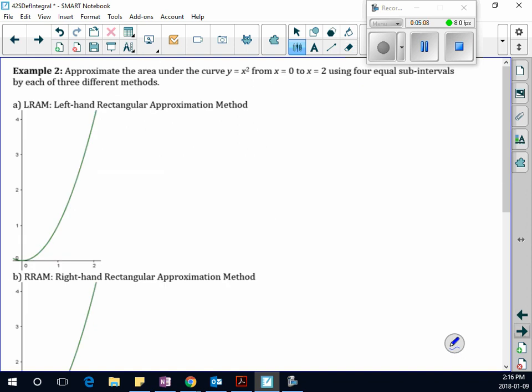So here is a graph of y equals x squared from 0 to 2. And we are going to divide it into 4 equal sub-intervals using 3 different methods to find the area under the curve. So the first one we're going to do, which is called the LRAM, which stands for left-hand rectangular approximation method.